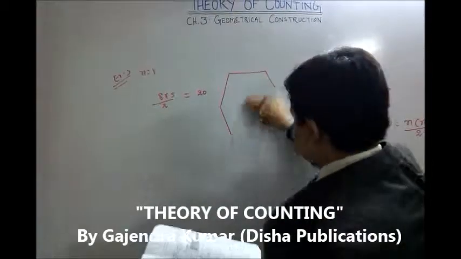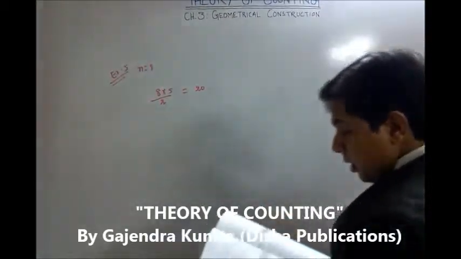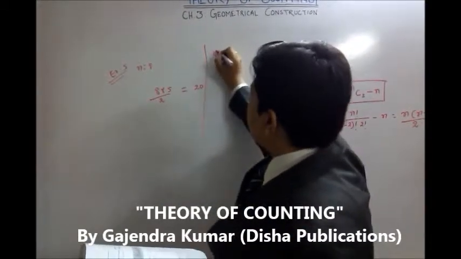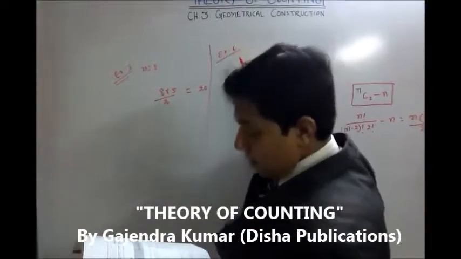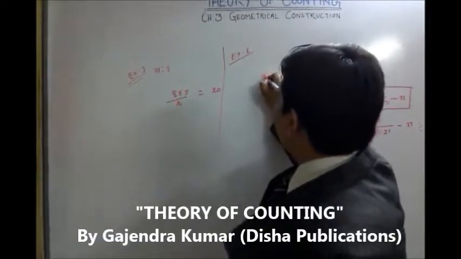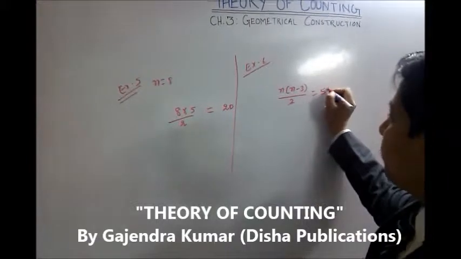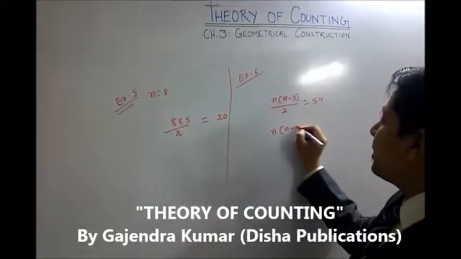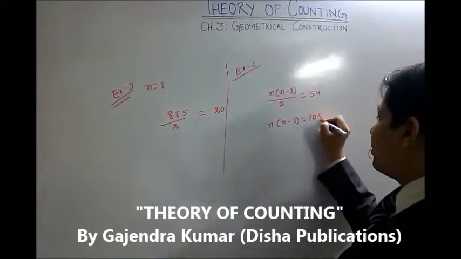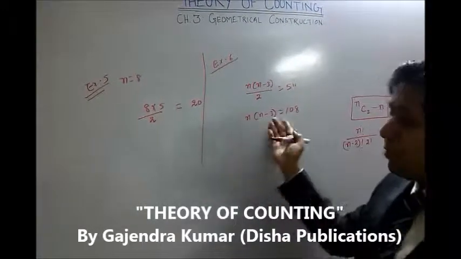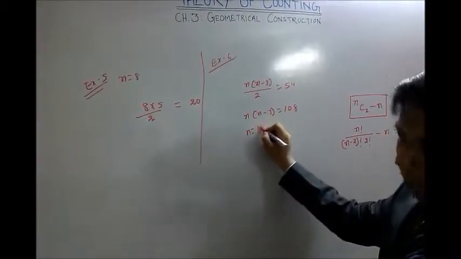Next question is example number 6. Example number 6 says the number of diagonals is given to us. Number of diagonals is 54. It means n(n minus 3)/2 is equal to 54, or n(n minus 3) is equal to 108. By slight trial and error, we know that 108 is equal to 12 into 9. So n must be equal to 12.